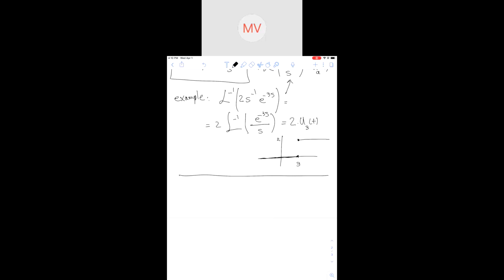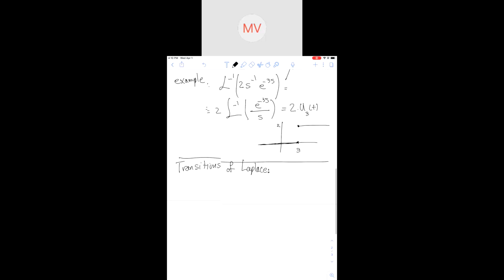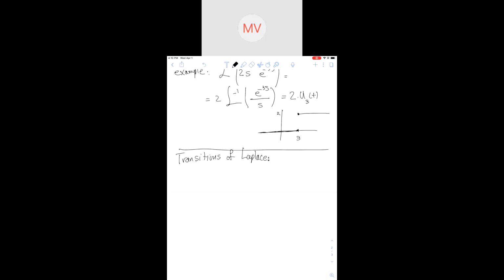All right. Let's continue with, let me call it transitions. I think that's what 10.3 is called. Yeah, transitions of Laplace. Let me begin with this. Consider the function. At some point I have to take a derivative, so I'm going to start with this. Consider this function e to the negative st.